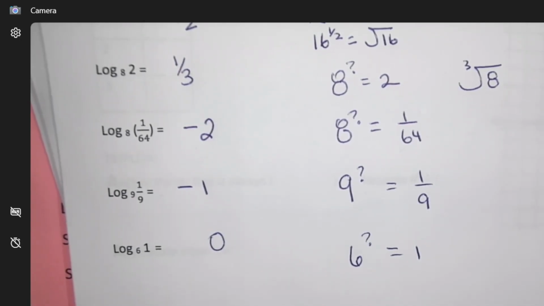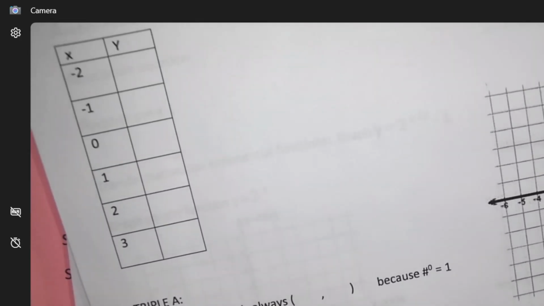Okay, so those rules, you really have to have them always in the back of your mind. Any kind of rooting is a fraction exponent. Any kind of change, like flipping it to the bottom, that's going to be a negative exponent.